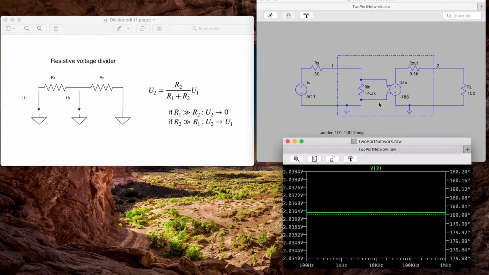and a big R in, because let's take RS is R1 here and R in is R2 on the left page. If R in, so the R2, is bigger than the R1, the voltage here will be quite equal to the voltage here, so we will have a better signal then to transmit.